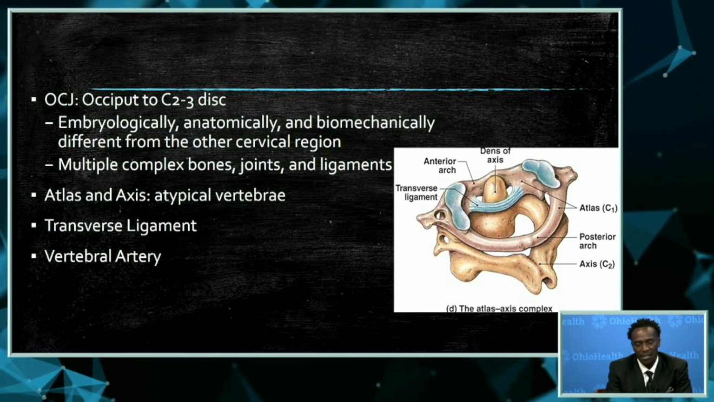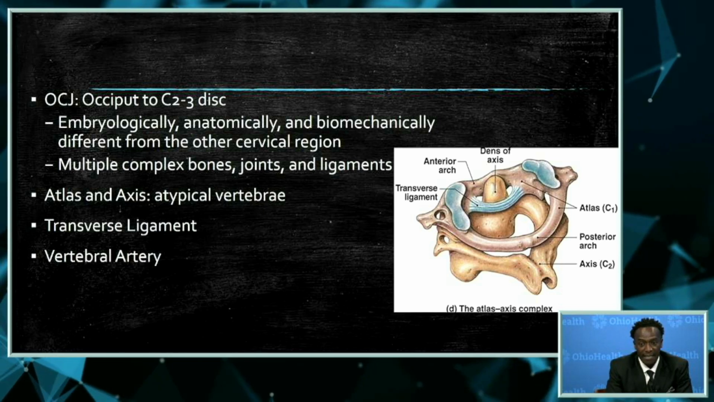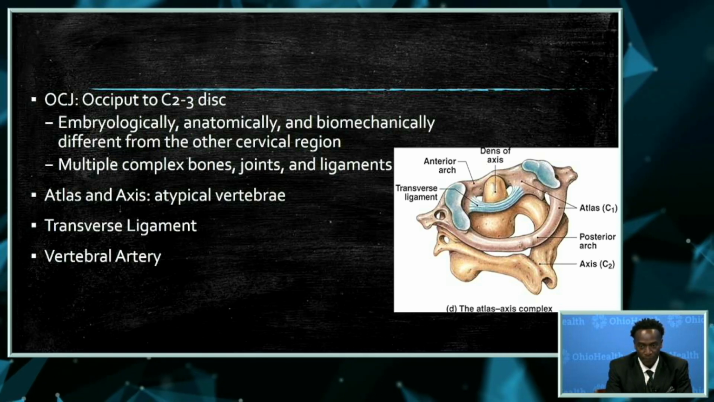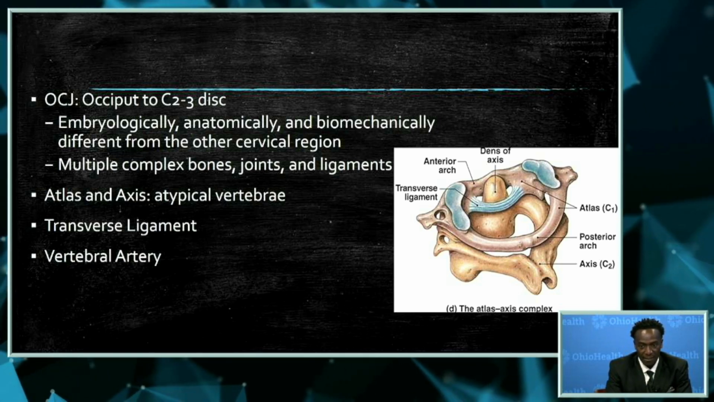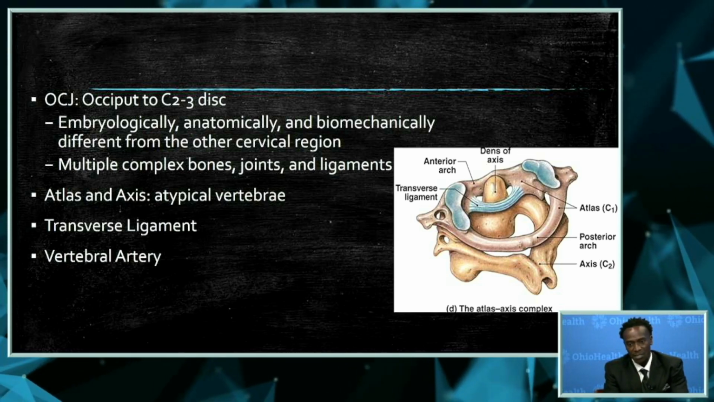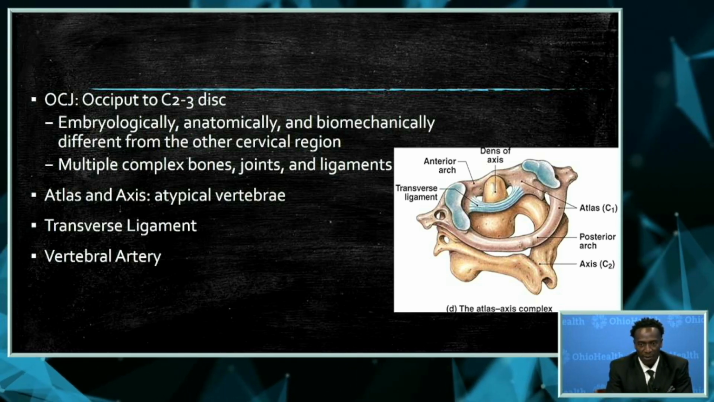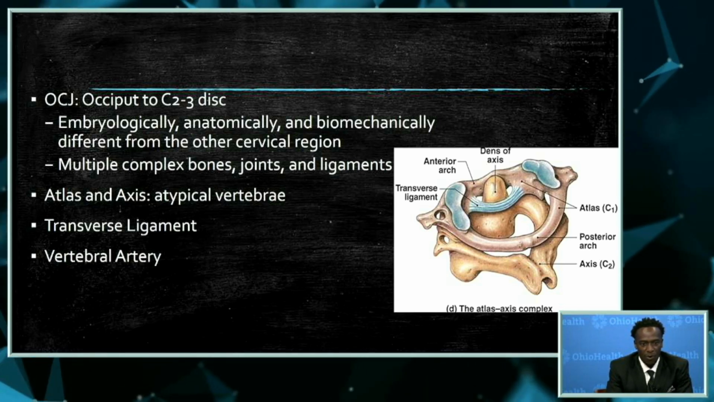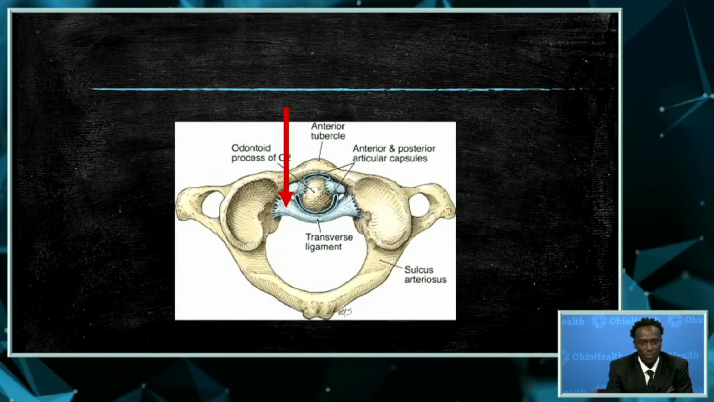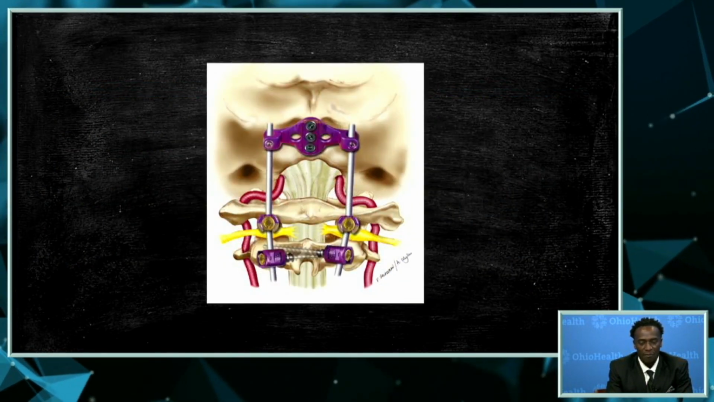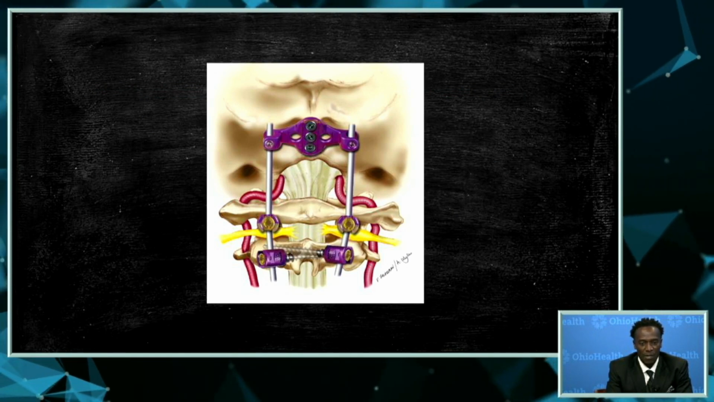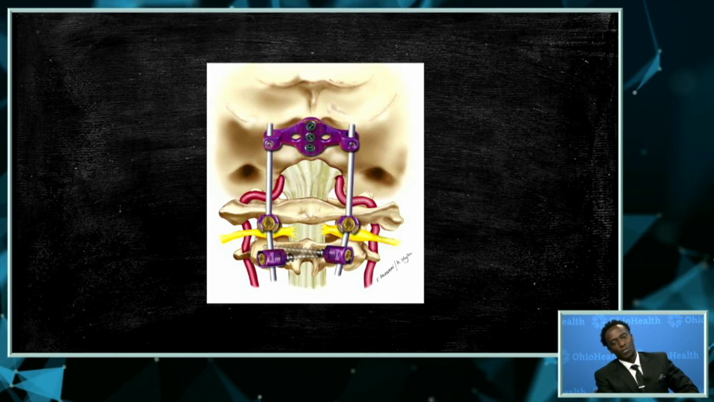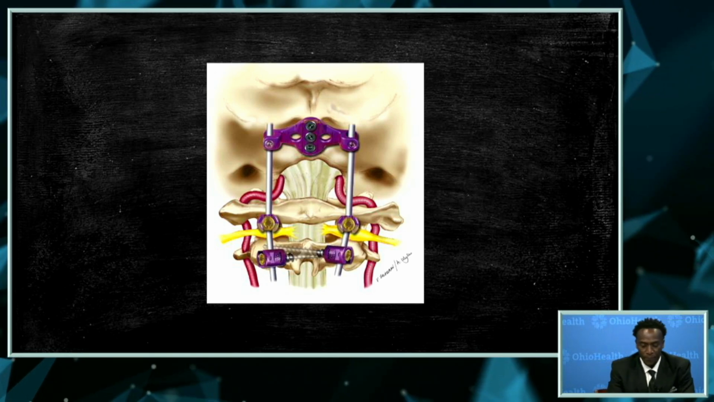The transverse ligament is very important for providing integrity, support in this area, and the axis is going to rotate on the atlas. The dens is a pivot for that atlas to rotate around on the axis. And these are, again, atypical vertebrae. And another important structure in this area is going to be the vertebral arteries. It's important to understand the course of the vertebral artery as it goes through the transverse foramen, loops around the posterior arch of C1, and then goes intradurally.